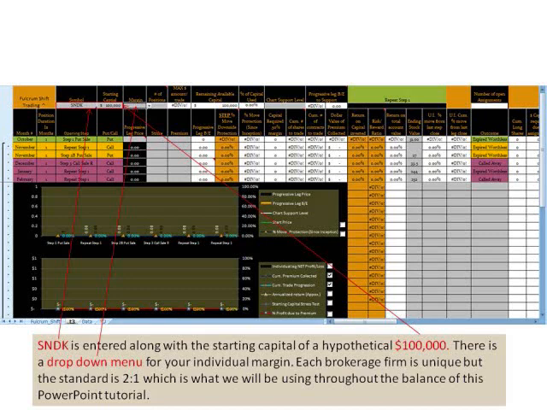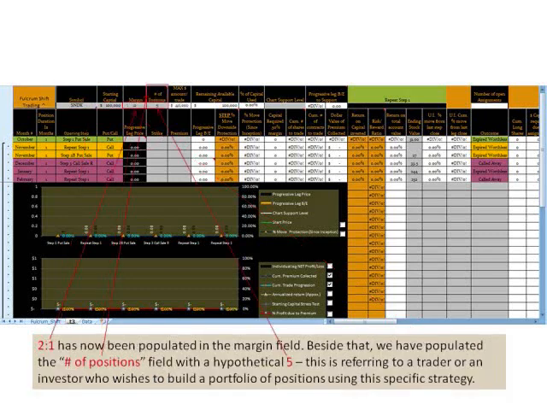Each brokerage firm is unique, but the standard is 2-to-1, which is what we will be using throughout the balance of this PowerPoint tutorial. 2-to-1 has now been populated in the margin field. Beside that, we have populated the number of positions field with a hypothetical 5. This is referring to a trader or an investor who wishes to build a portfolio of positions using this specific strategy.